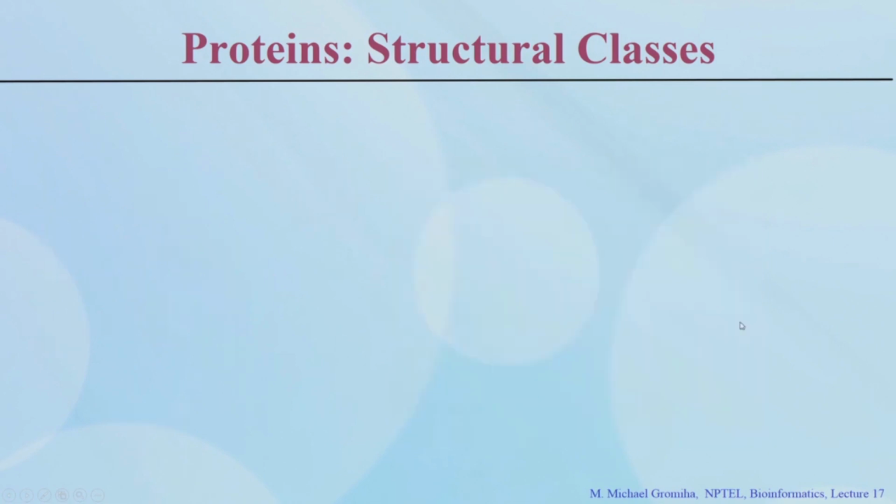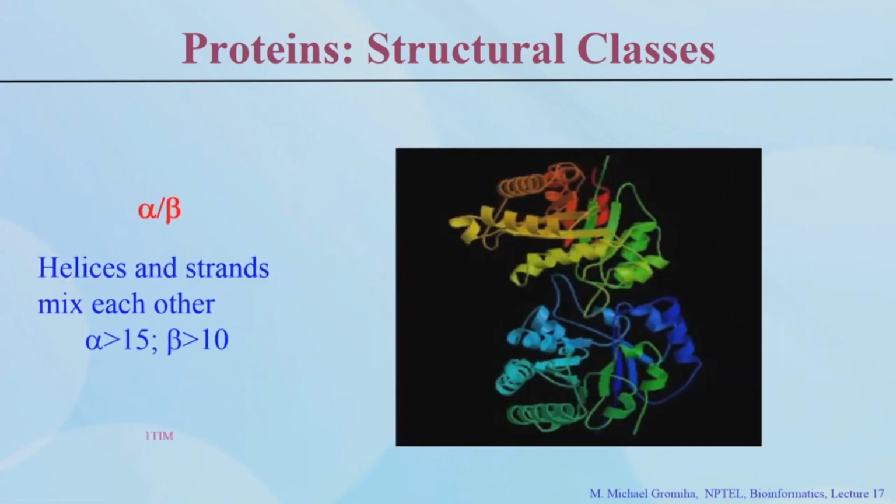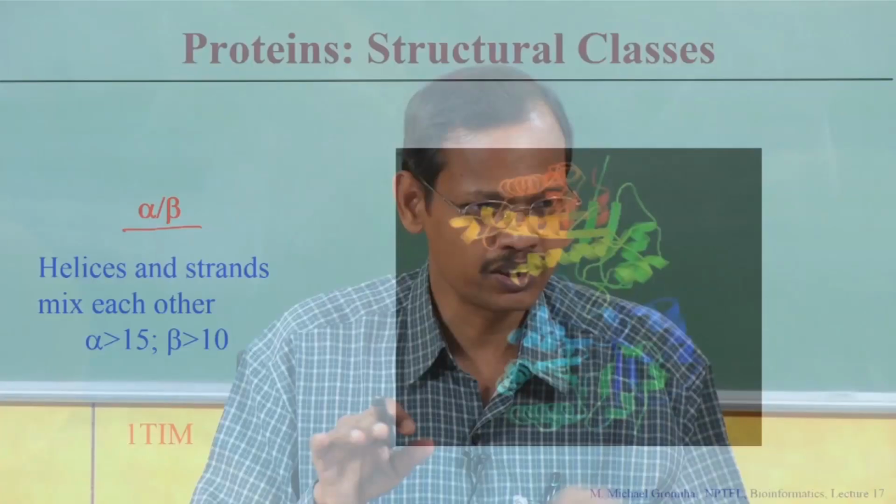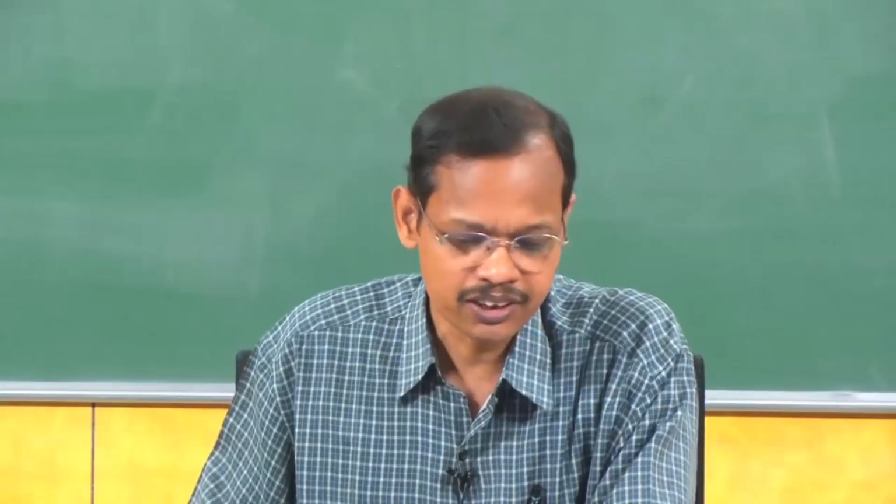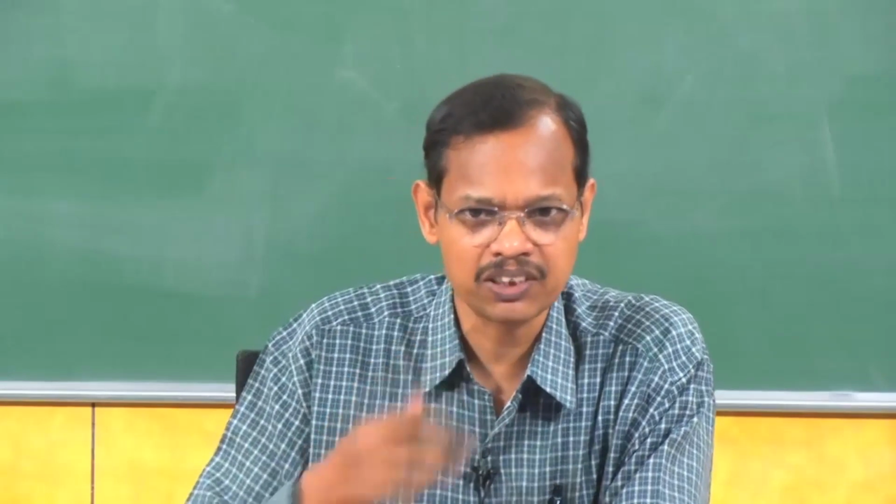So, the fourth type of proteins are the alpha by beta proteins. Here also you can see the helices and strands, but they mix with each other. You can see more than 15% helices and more than 10% beta strands. These are numbers for understanding; they are not hard and fast rules. So, these helices and strands are mixed with each other.